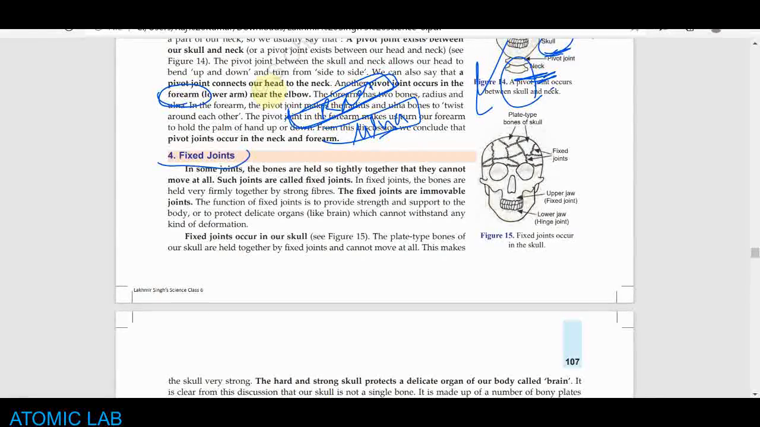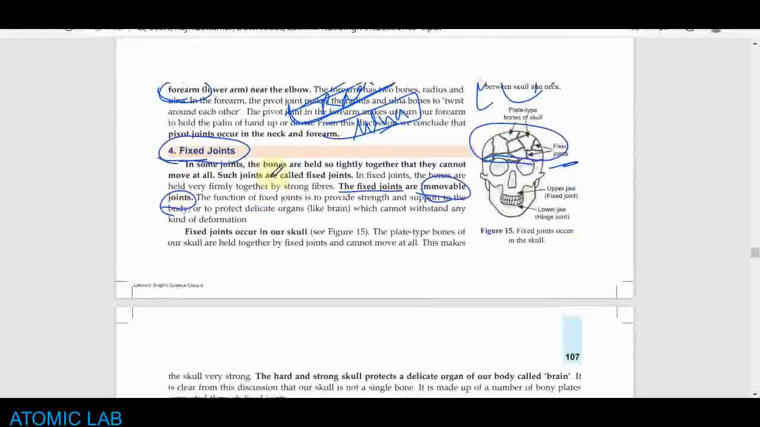Now we will discuss fixed joints. Fixed joints are those joints which do not allow movement of the body parts or bones. In our skull, a large number of bones are fixed and joined together, but movement is not allowed. Fixed means the bones are held so tightly together that movement will not be allowed. So a fixed joint means an immovable joint.